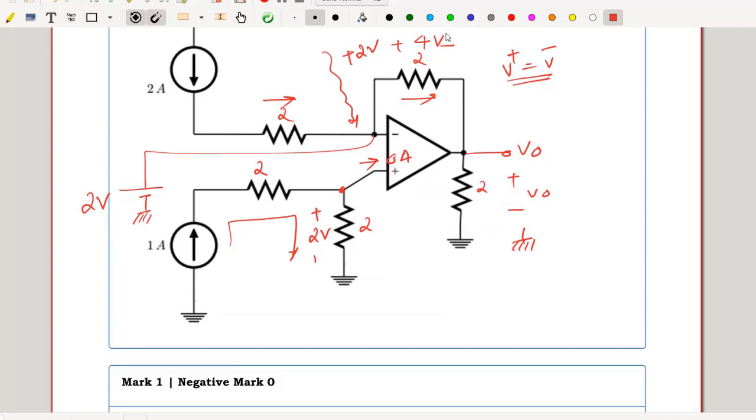polarity. To identify the unknown V out, I'm writing Kirchhoff voltage law around the loop. I'm starting from 0, negative positive, positive V out, negative positive, positive 4, positive negative minus 2. I have reached here, where I started from. So it's a closed loop, equal to 0. This implies V out is equal to minus 2 volts.